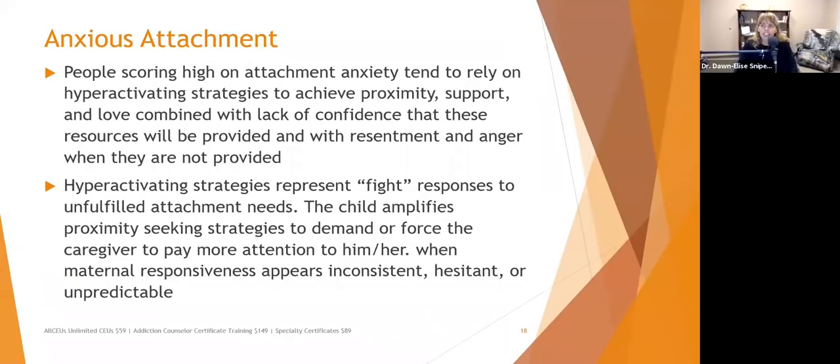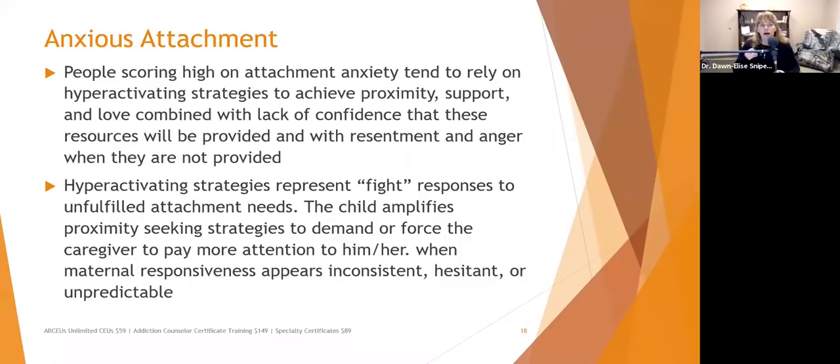People scoring high on attachment anxiety tend to rely on hyperactivating strategies to achieve closeness to others, support, and love, combined with a lack of confidence that these resources will be provided, and with resentment and anger when they're not provided. So they want it really bad. They're anxious that they won't get it, and then when they don't get it, they're like, see, I told you I wasn't going to get it, and the world sucks, and I hate everybody. Hyperactivating strategies represent fight responses to unfulfilled attachment needs. The person amplifies proximity-seeking strategies to demand or force the caregiver to pay more attention to him or her.